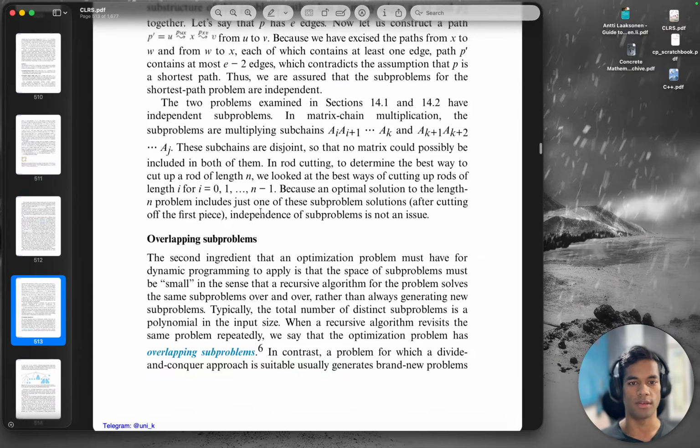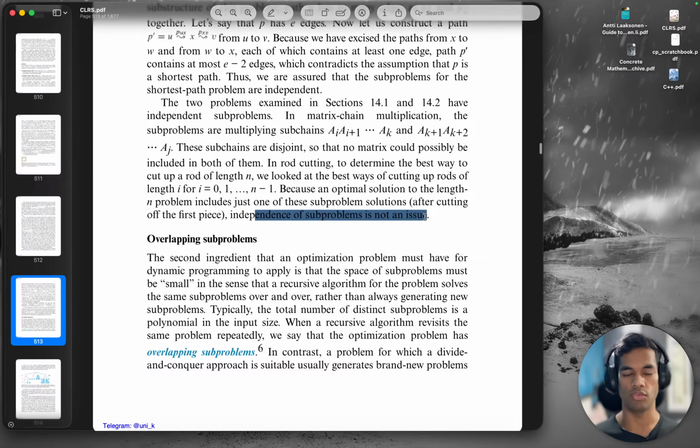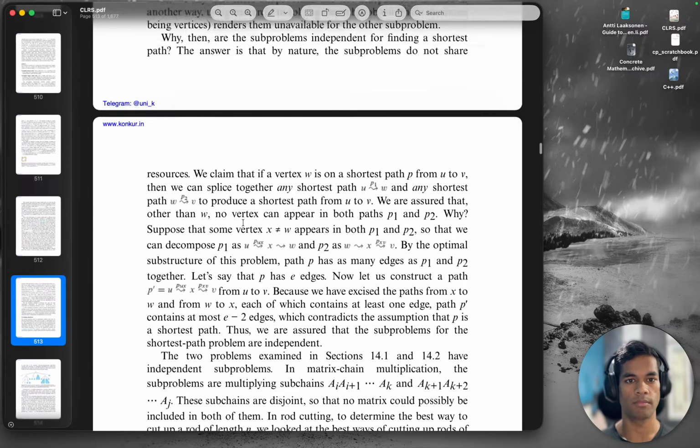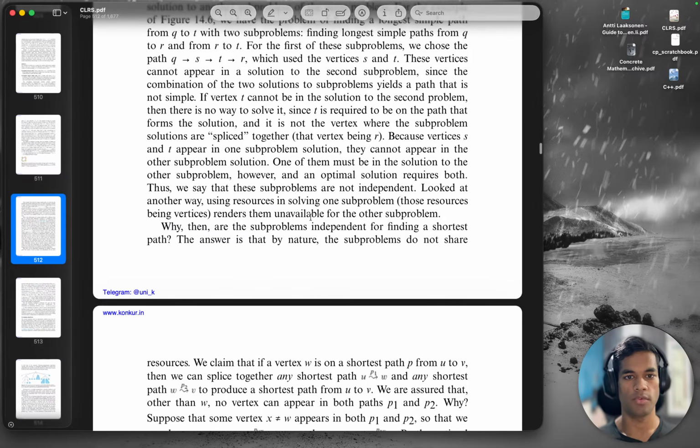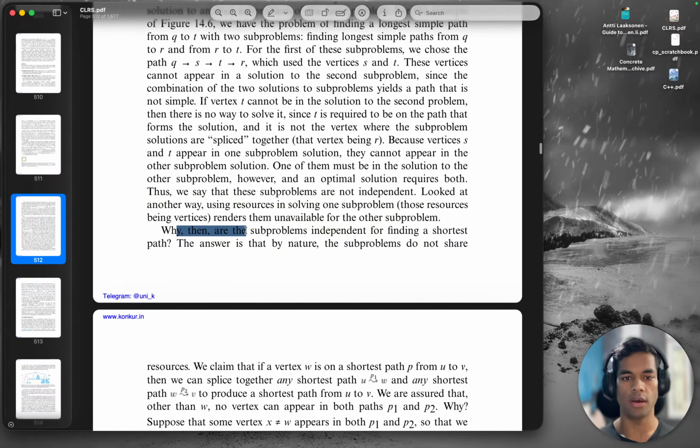Now back to this thing. Because an optimal solution to the length n includes just one of these subproblem solutions, after cutting on the first piece, independent subproblem is not an issue. Wait. We were about here. Why then are the subproblems independent for finding shortest path?